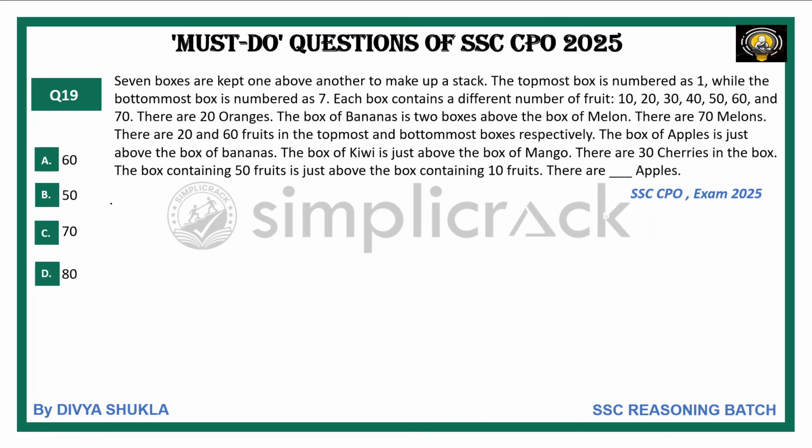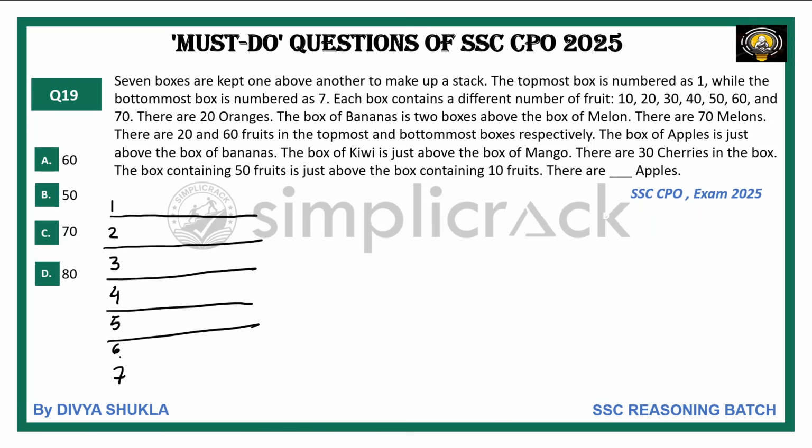So firstly I'm just numbering it: 1, 2, 3, 4, 5, 6 and 7, because all these fruits are contained in boxes. These are arranged in boxes and this is called a stack. They are kept one above the other.